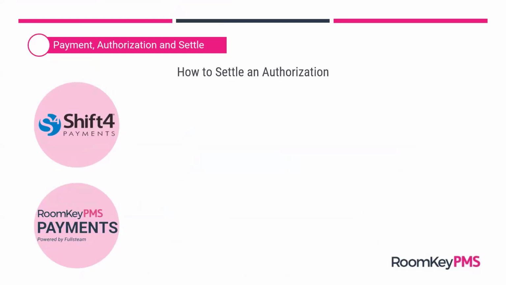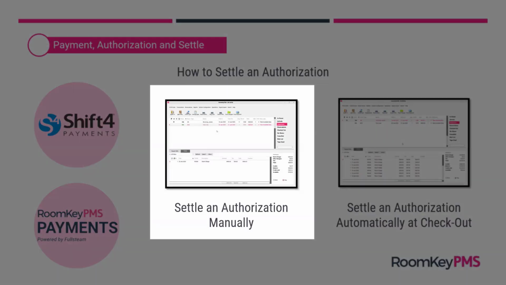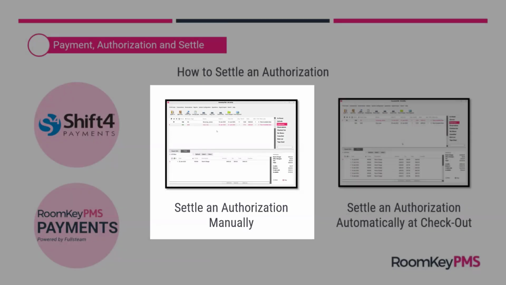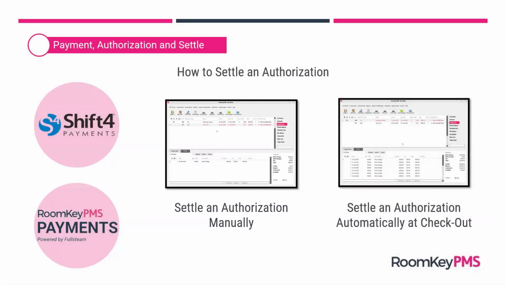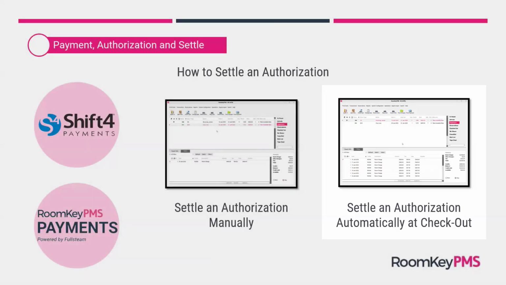Now, to settle an authorization with an interface or embedded payment solution, we have two options. You can settle an authorization manually through Roomkey itself. What this will do is record it as a payment on the guest folio, and it will leave the guest in-house with that settled authorization recorded as a payment line item. The other, more commonly used option is to settle an authorization automatically at checkout.